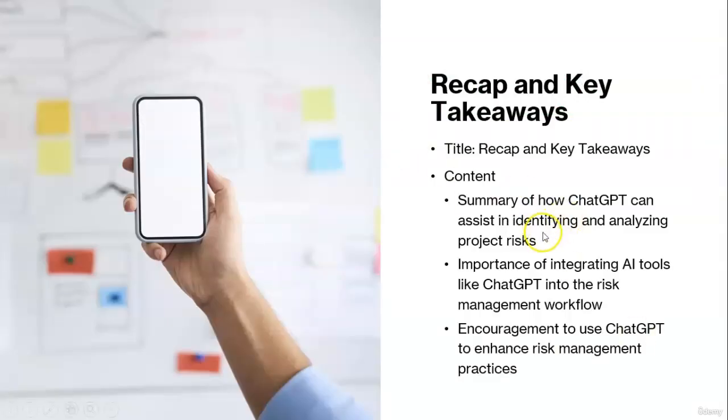To recap, ChatGPT can be an invaluable tool for identifying and analyzing project risks. By incorporating AI into risk management workflow, you can enhance your ability to anticipate challenges, prioritize risk, and allocate resources effectively. Remember, the key to successful risk management is not just identifying risks, but actively managing them throughout project lifecycle.